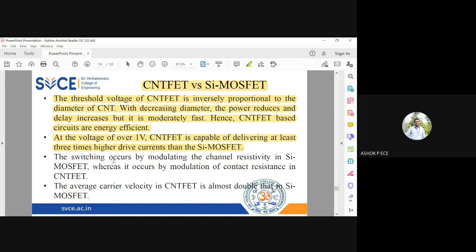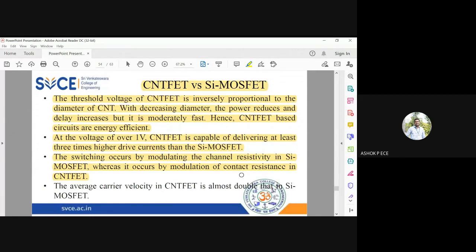Switching occurs by conductivity in silicon MOSFET, whereas it occurs by modulation of contact resistance in CNTFET. In a conventional MOSFET, the channel resistivity plays a crucial role, but here we are replacing the channel with a CNT, right? So here the contact resistance is going to vary the switching characteristics.